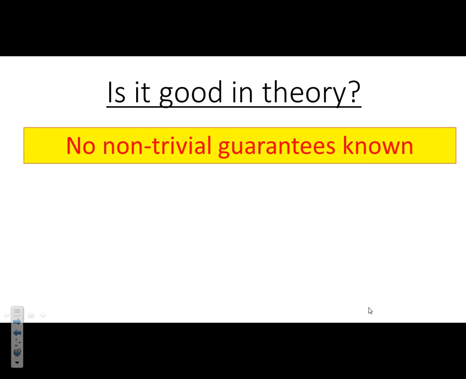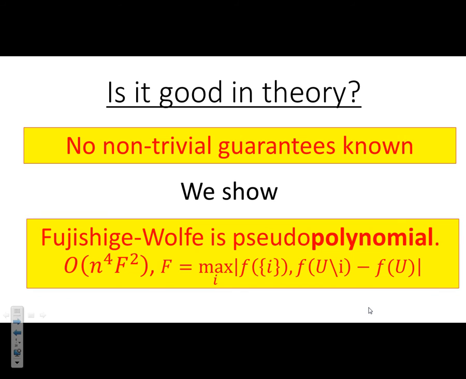So no non-trivial guarantees were known for Wolfe's heuristic till our work, and what we show is something rather modest. We show that this heuristic is pseudopolynomial. So this is the precise thing. We show that in n to the 4 f square time, you can get to the exact optimum for integer valued submodular functions, where f is this. You can think of it as the largest singleton value.